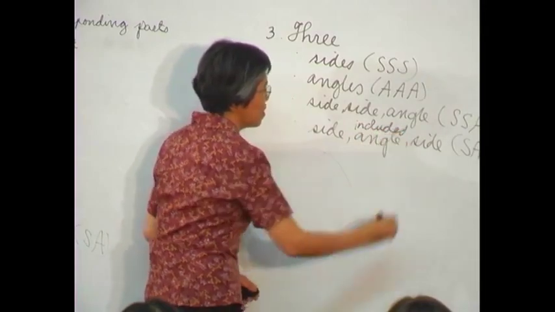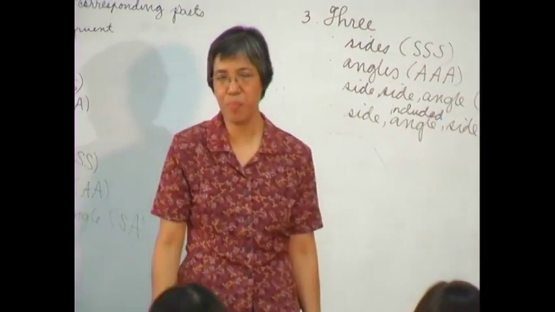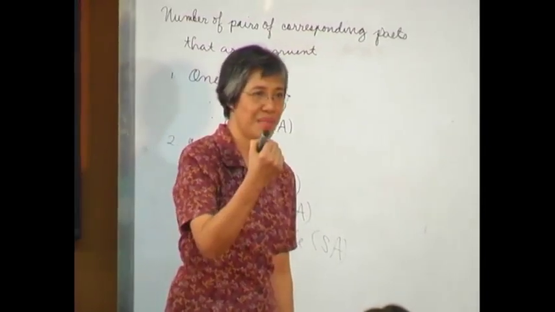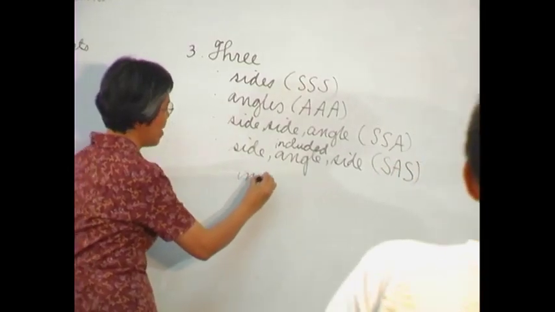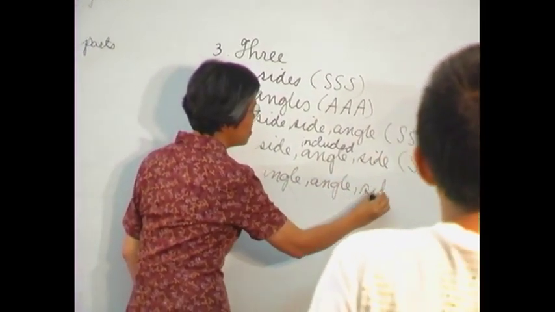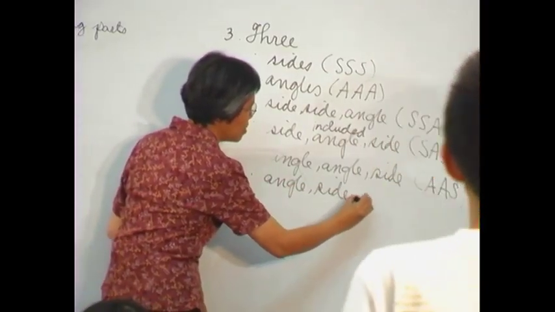Have we exhausted all the possible combinations of 3 pairs of corresponding parts? Not yet. What about part 3? Angle, angle, side. How should we indicate that? Angle, angle, side. Like that. And angle, side, angle.